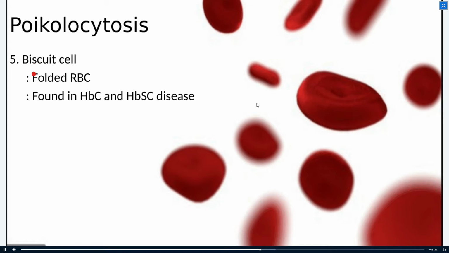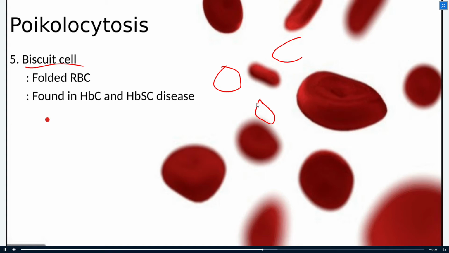Okay, another one would be your biscuit cell. So biscuit cell, class, this is a type of folded RBC. So imagine this is your RBC. Imagine the other half being folded. It would now look like this. This is found in hemoglobin C and hemoglobin SC disease.